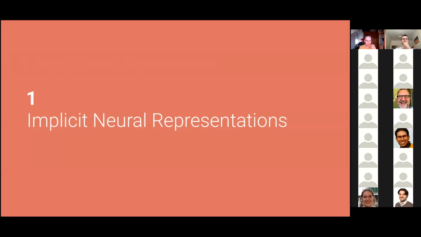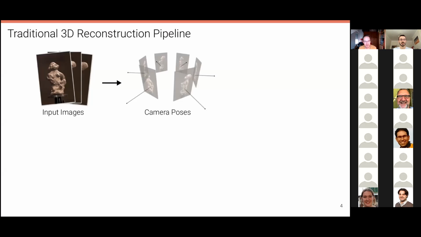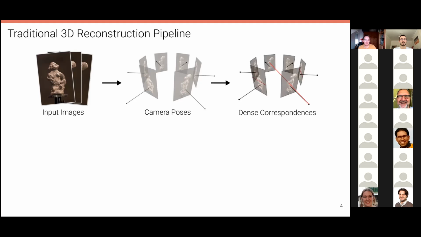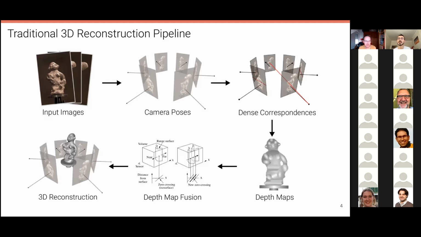So let's get started with implicit neural representations. If we want to reconstruct 3D from images, the traditional 3D reconstruction pipeline looks something like this. The input is a set of images. We first estimate the camera poses, that is the intrinsics and extrinsics, for example, using structure from motion. And then we can find dense correspondences using binocular or multi-view stereo, which give us some partial 3D representation of the scene that we can then, for example, fuse together into a more coherent 3D representation of the scene.